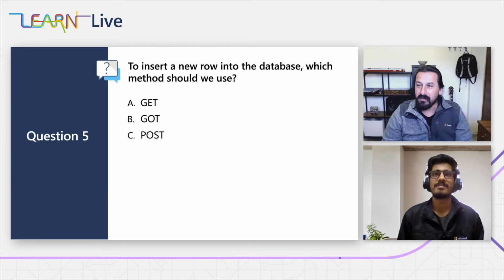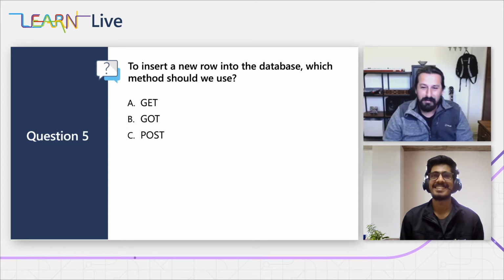So to insert a new row into the database, which methods did we use? Was it A, get method, B, a got method, or C, a post method? Okay, so I don't think it is get, because get, as it says, is getting something to us. So it is not inserting anything, instead it is getting things. Got, I haven't heard except for a web series. I think it should be C, post.